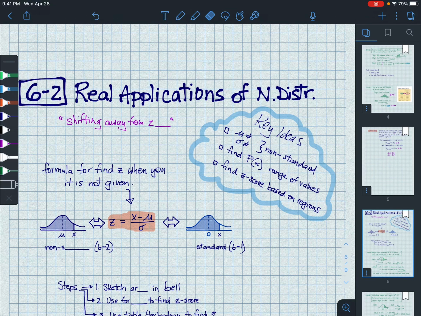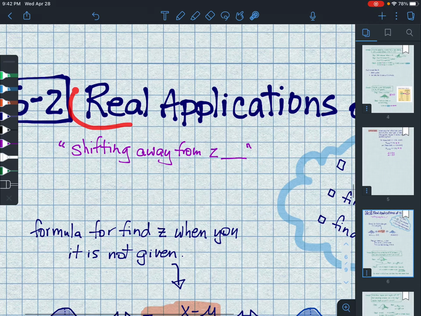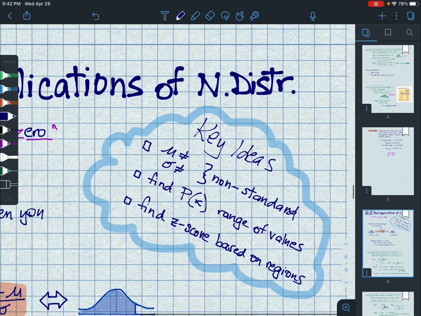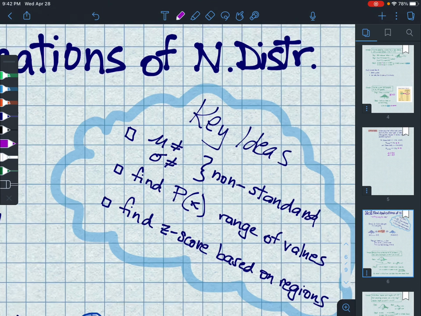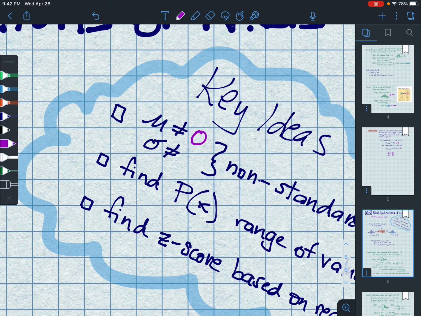Okay, lesson 6.2, real applications of the normal distribution. So what's new today is that we're going to be dealing with values where the standard deviation is not 1. So that's why I said we're shifting away from the standard. The non-standard approach here is that mu won't be 0 and the standard deviation won't be 1.